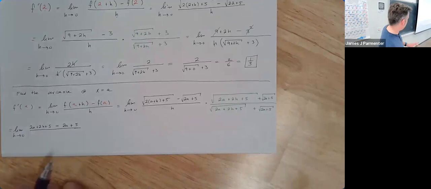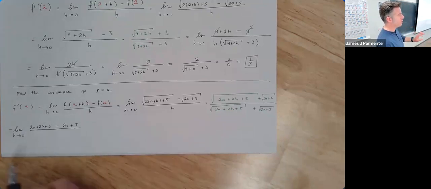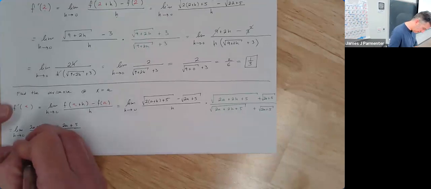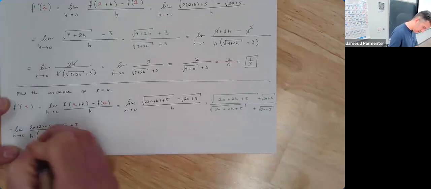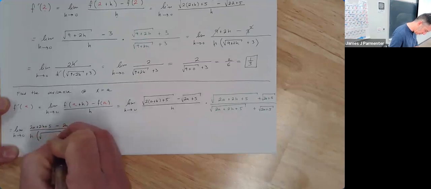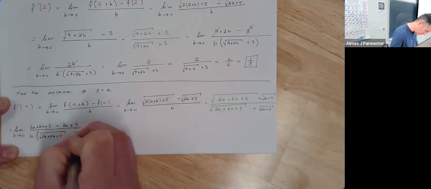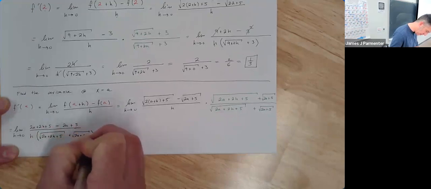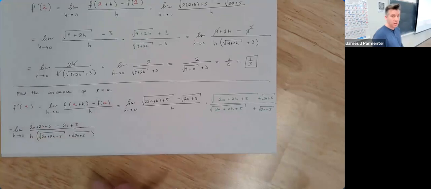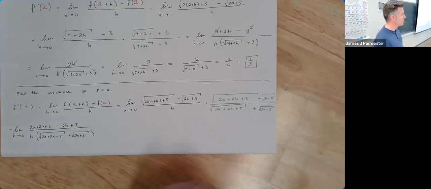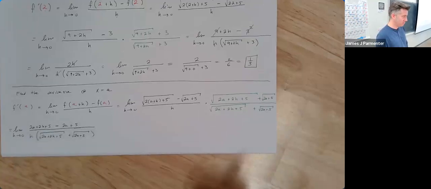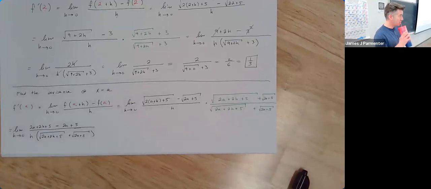Now, I've made a small error, which I'm going to correct on purpose. Let me write at the bottom first. On the bottom, I have h times all that conjugate stuff, the square root of 2a plus 2h plus 5 plus the square root of 2a plus 5. Okay. Here's what I want you to see. Right now, if I start canceling stuff on the top, what's the only thing in the numerator that actually cancels out the way I've written it? Yeah, 2a is the only thing.